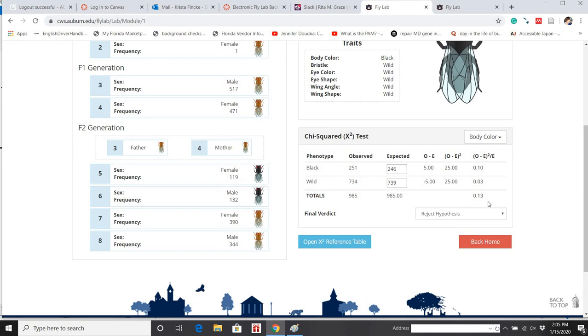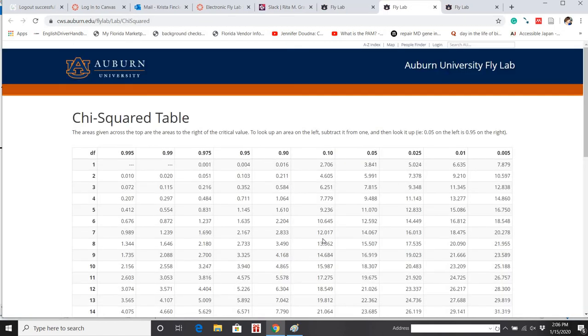Now, the next part is to use our reference table to figure out if we reject our hypothesis or fail to reject our hypothesis. And I'll explain that a little more in a moment. But what we want to do is remember that our chi-square value is 0.13. So we're going to open this up. And you'll notice on this side we have whole numbers. This is the degrees of freedom. These up here are the p-values.